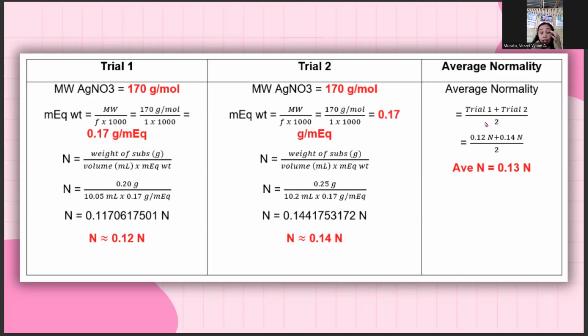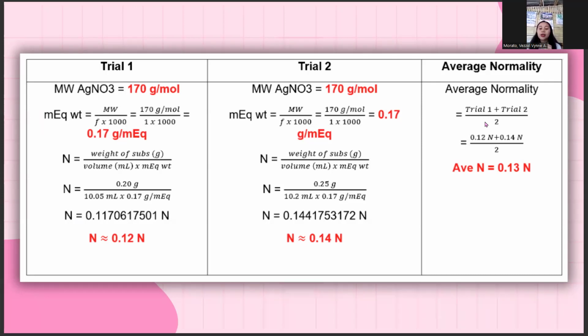Then, this is the data we gathered, which is 0.1170617501 N. Then if we round it off, it is 0.12. Then for trial number 2, we did the same as in trial number 1. The data we actually solved and calculated is 0.14417531 72. Then if we round it off, it is 0.14.